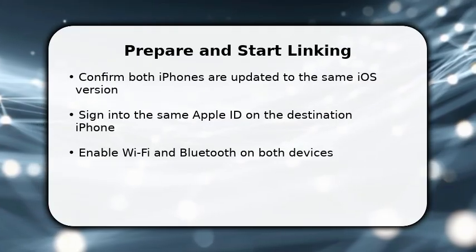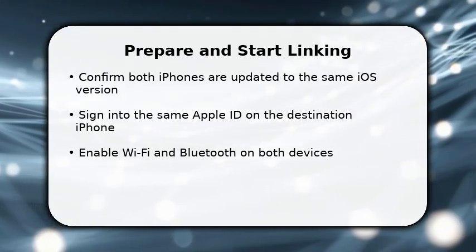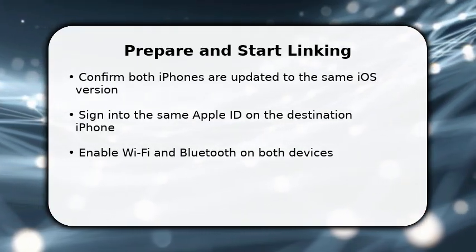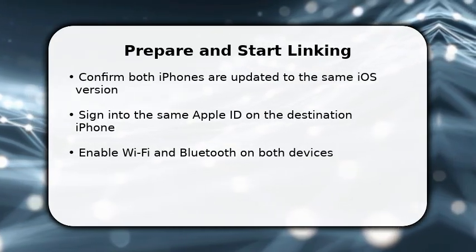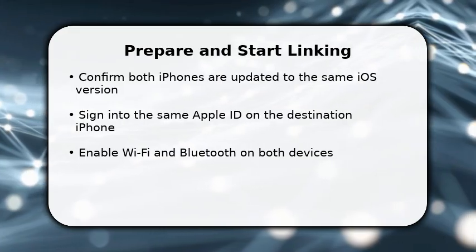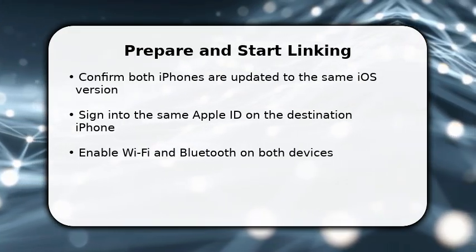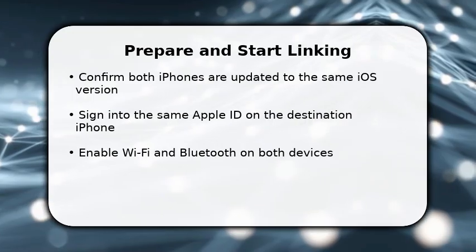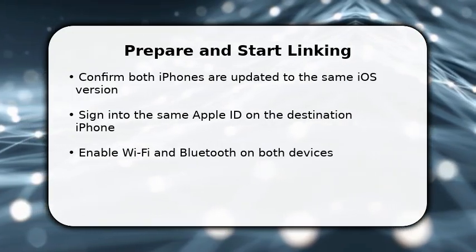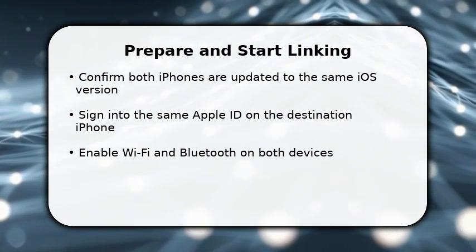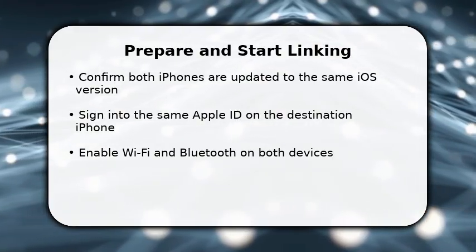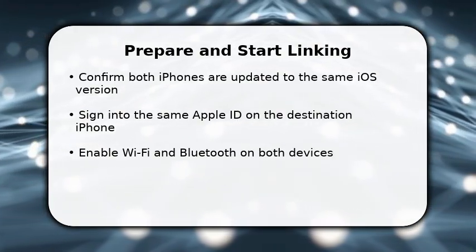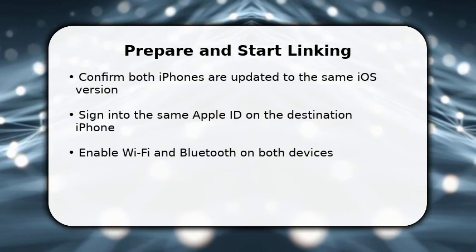You start by confirming the essentials: both iPhones updated and connected to Wi-Fi, Bluetooth on. Sign into the same Apple ID on the iPhone you want messages to appear on. Once done, open Settings, Messages, and toggle iMessage on. This registers the device with Apple's servers. Make sure FaceTime and Send and Receive share the same Apple ID. Doing this first avoids syncing conflicts and lets messages route to both phones securely as you proceed.